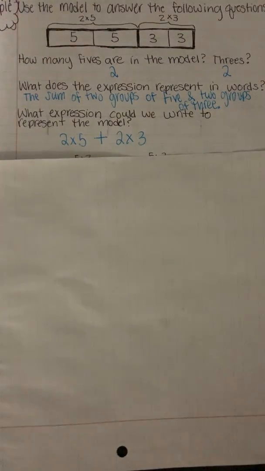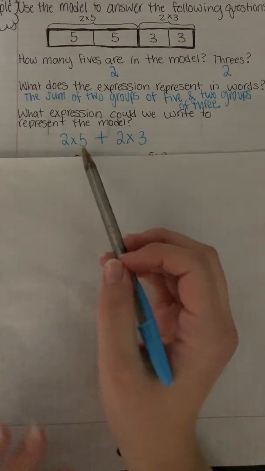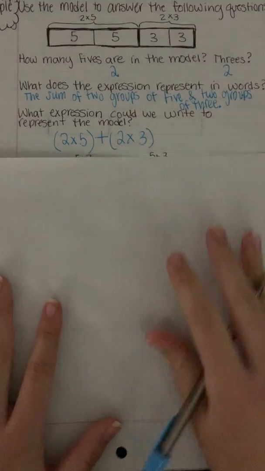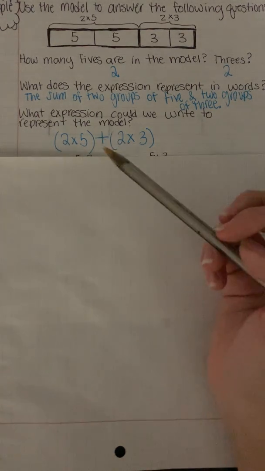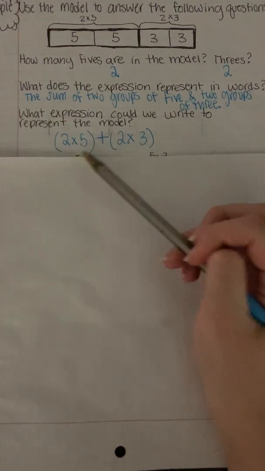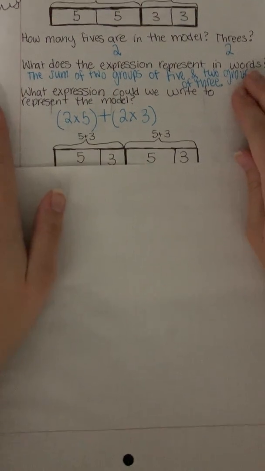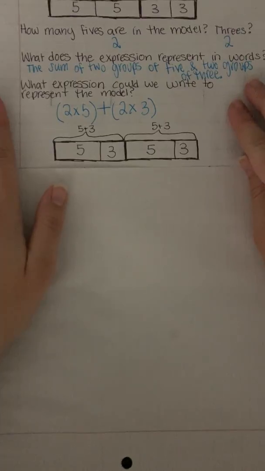Now that's a totally correct answer, 2 times 5 plus 2 times 3, but it would also be correct if you put those parentheses around it as well. You don't have to put the parentheses in order for that to be correct, but I just wanted to point it out because I know to some of us it makes sense that we would have to multiply these first before we add. All right, so let's look at another example. This one looks really similar. Now look at how this one is laid out. Go ahead and draw that model.